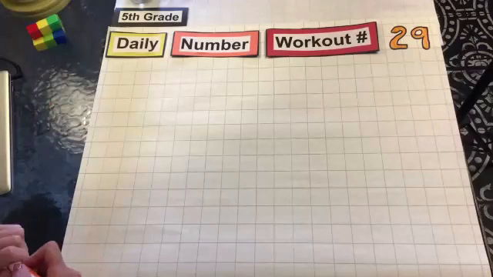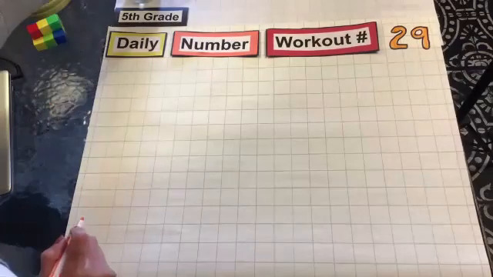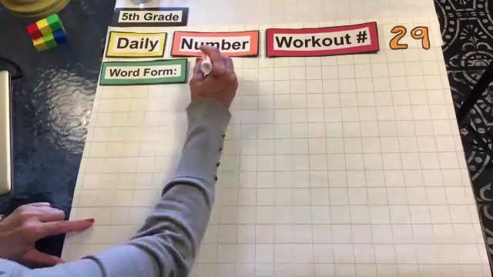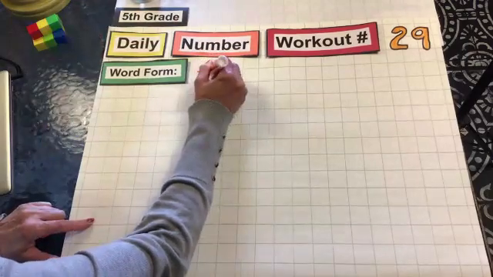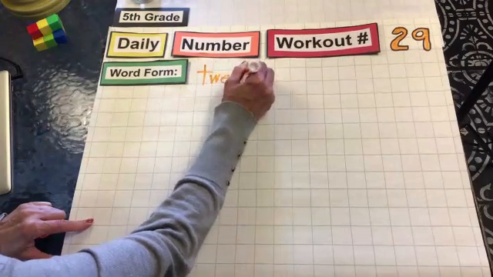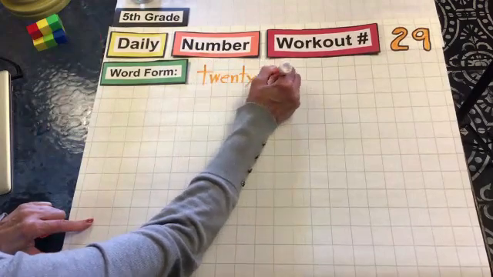Today we're working on the number 29. So let's start with, of course, the word form. So 29.